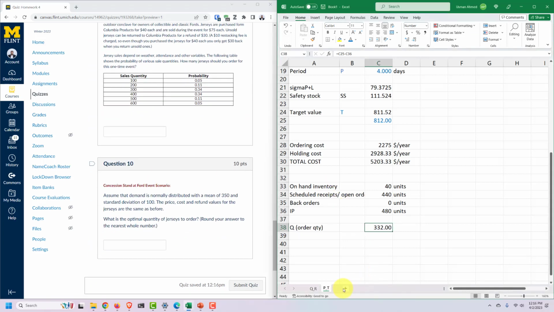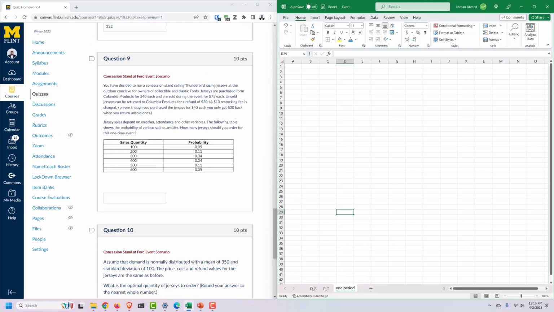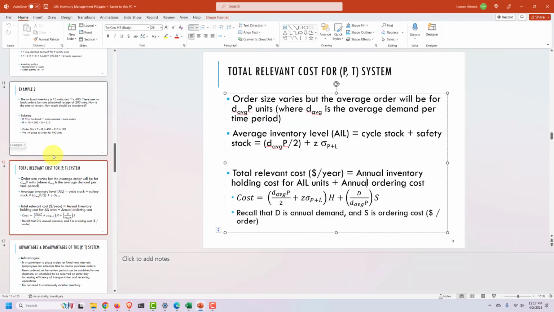Now we are going to do one period decision models with the last two questions. So you're running a concession stand selling Thunderbird racing jerseys at the outdoor conclave for owners of collectible and classic Ford cars. Jerseys are purchased from Columbia Products for $40, sold during the event for $75, and so on. Let me show you in the slides where we talk about this.